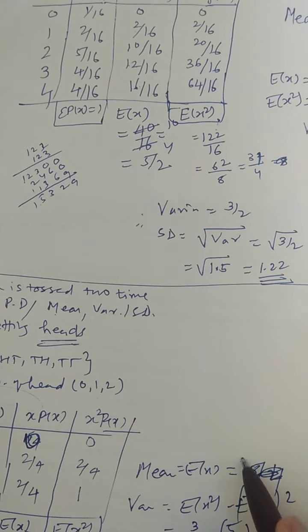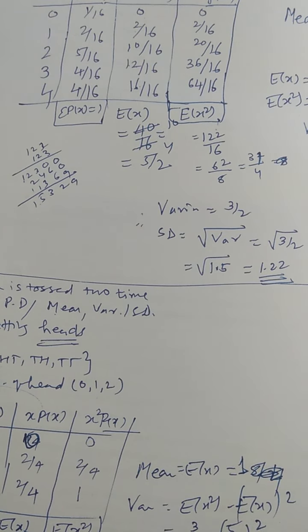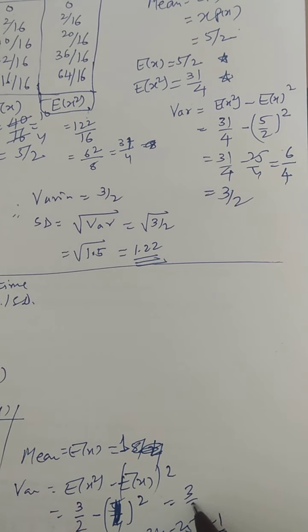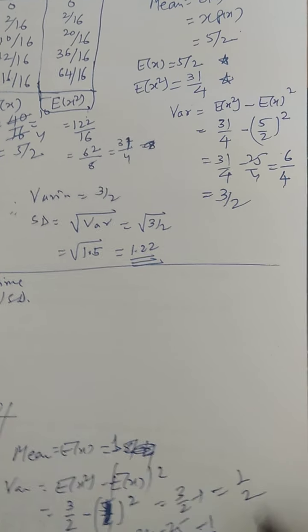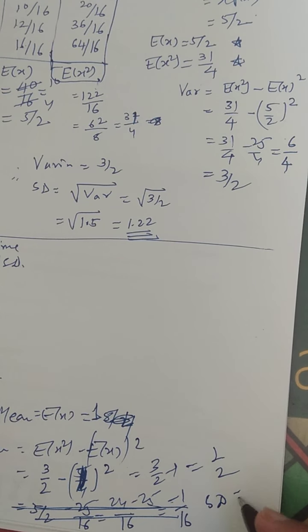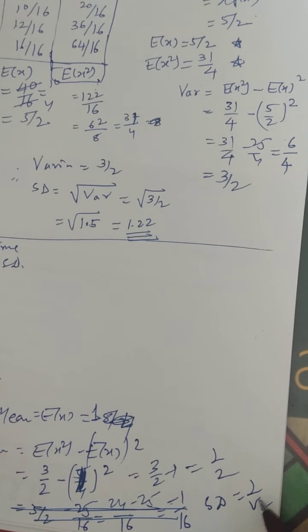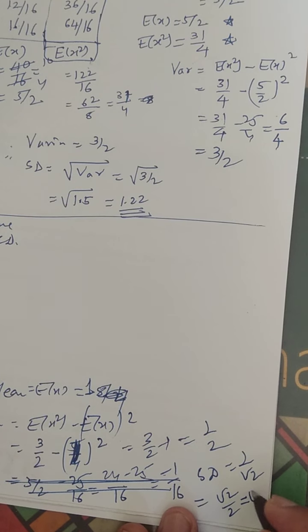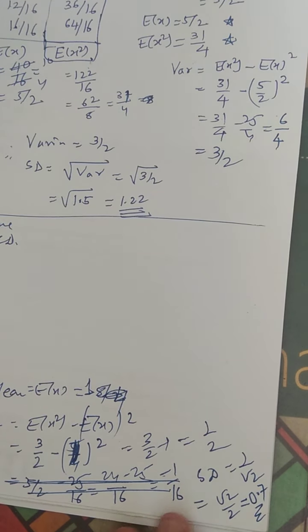So there is a change in this particular question. Mean will be nothing but 1. So it will be 1 the whole square. If you simplify further, it is nothing but 3 by 2 minus 1. So its answer will be half. Half is nothing but variance. So standard deviation is nothing but 1 by root 2. And you know the value of 1 by root 2 can be written as root 2 by 2. Root 2 is nothing but 1.4, so you will be getting 0.7 something like that. Okay.